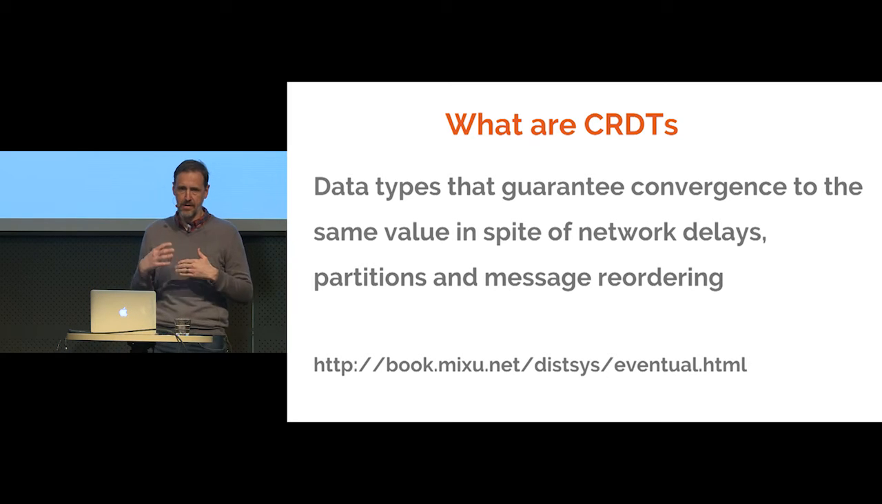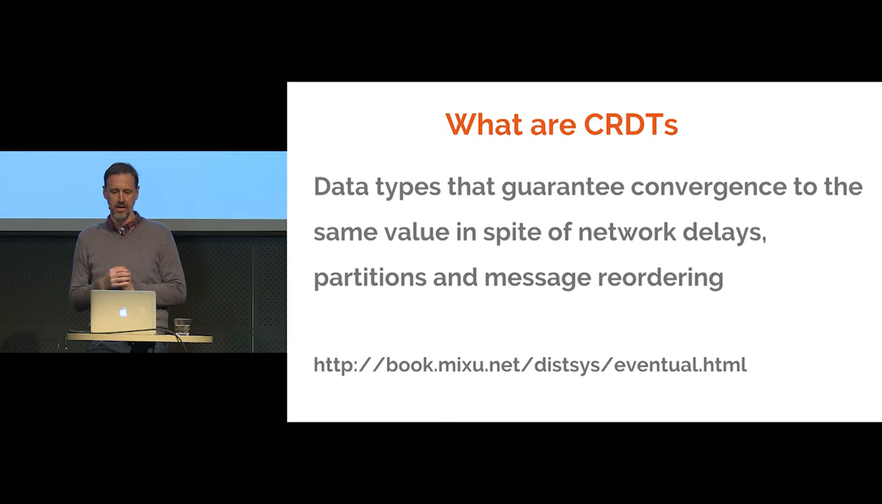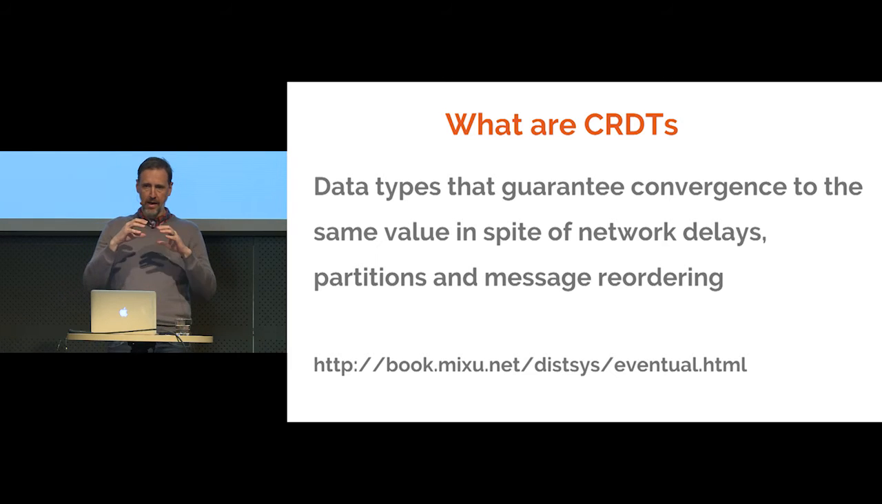There are a lot of different definitions of CRDTs. One I really like is this: they're data types that can guarantee convergence to the same value in spite of network delays, partitions, and message reordering. So no matter what order the operations come in, if I have a split brain in my network for a small period of time, and then the network comes back together, and maybe messages came into one part of my network while the other part was down, how can I resolve those?